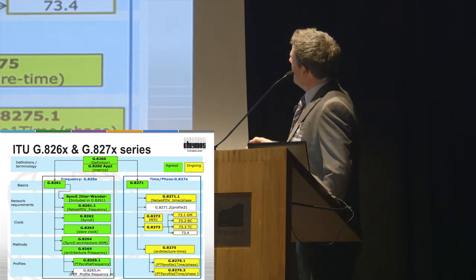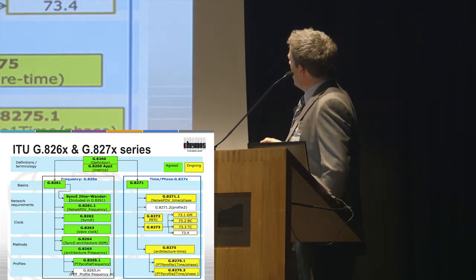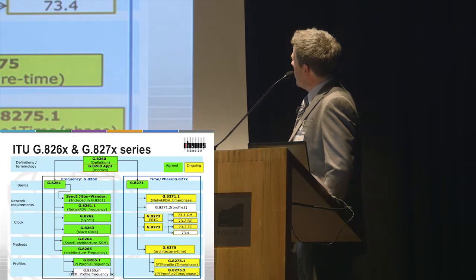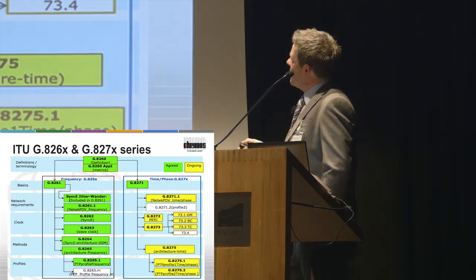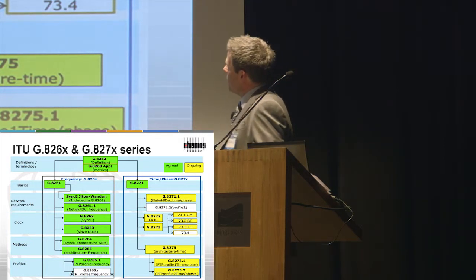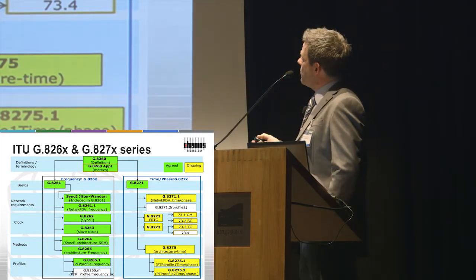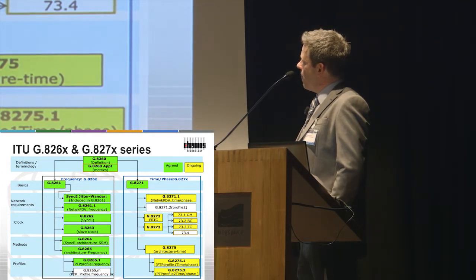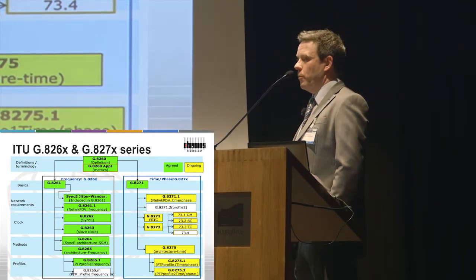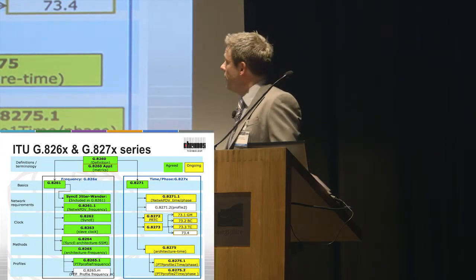So the ones in green are agreed and approved. The work at the moment is going on in this side. They decided to split the standards into a 60 series and a 70 series, so 8260-something and 8270-something. The 60 series is purely to do with frequency distribution. So this is frequency over packet, so PTP delivering frequency.